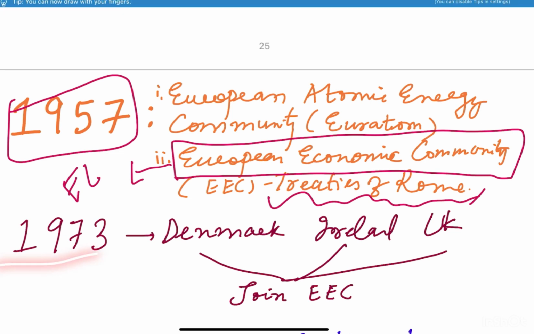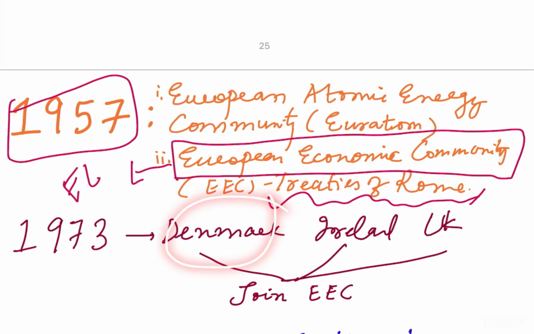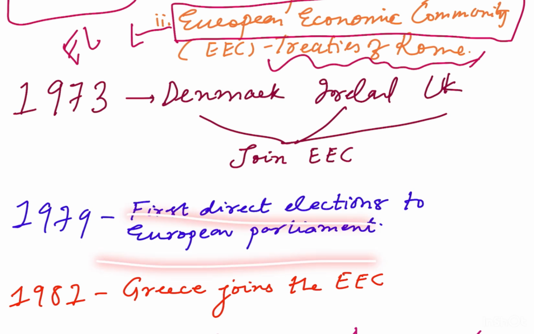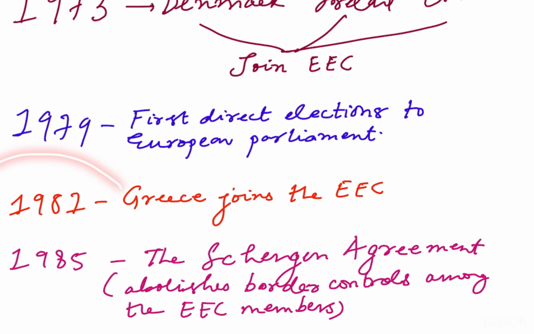Now in the year 1973, three countries, Denmark, Ireland and UK, joined the European Economic Community. Then in the year 1979, there were the first direct elections to the European Parliament. Okay. So this also becomes important, because in 1979 the first direct elections to the European Parliament took place. Then in the year 1981, Greece joins the EEC.